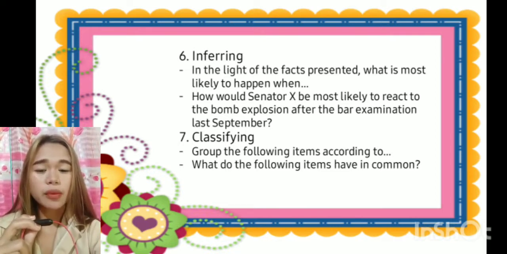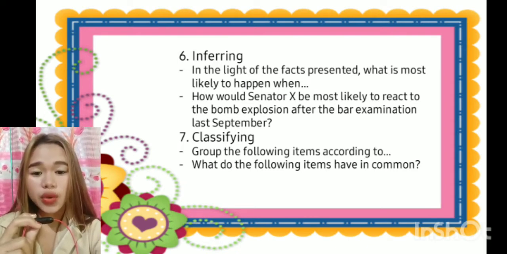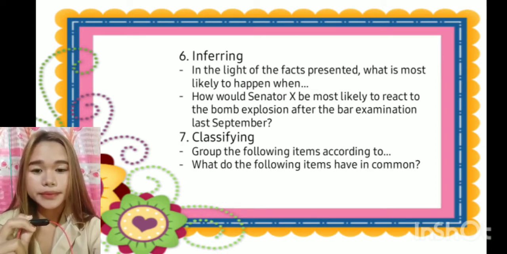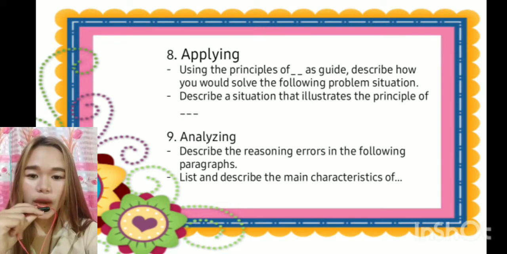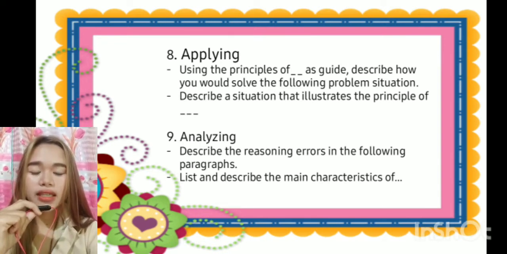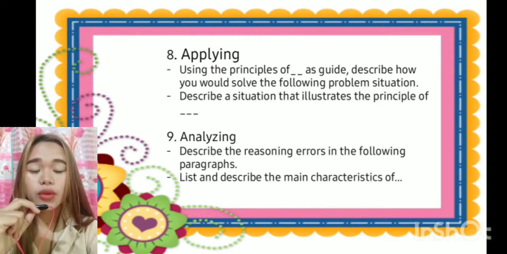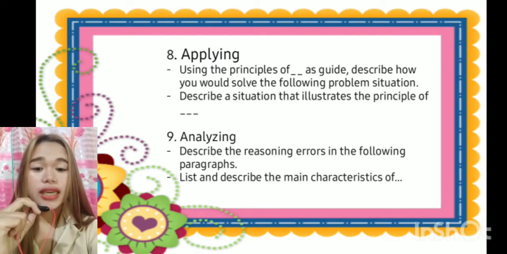So, in this type of question, the student can classify the cooking utensils and know the similarities of it. So, the eighth one is the applying. In this type of question, the student will be able to explain and apply the concept that he or she learned.